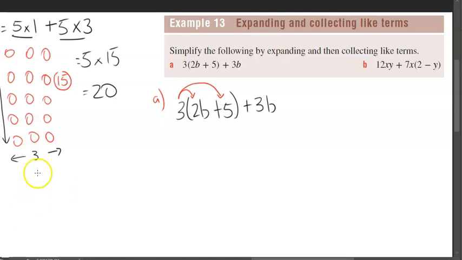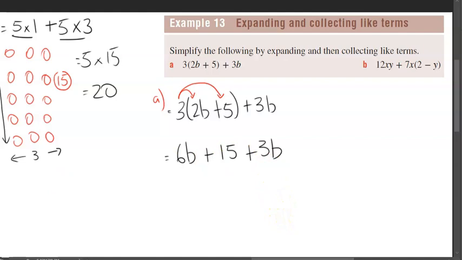Okay, so this one here, this will be 3 times 2b, which is 6b, and 3 times 5, which is 15. So see, I haven't written the expanded version out. I've just gone straight into it. 3 times 2b I know is 6b, and 3 times 5 I know is 15. All of them are positive, so we've got a plus here. I don't have to deal with pesky negatives. And then we have that 3b just tagging along. Now we have 6b plus 15 plus 3b.